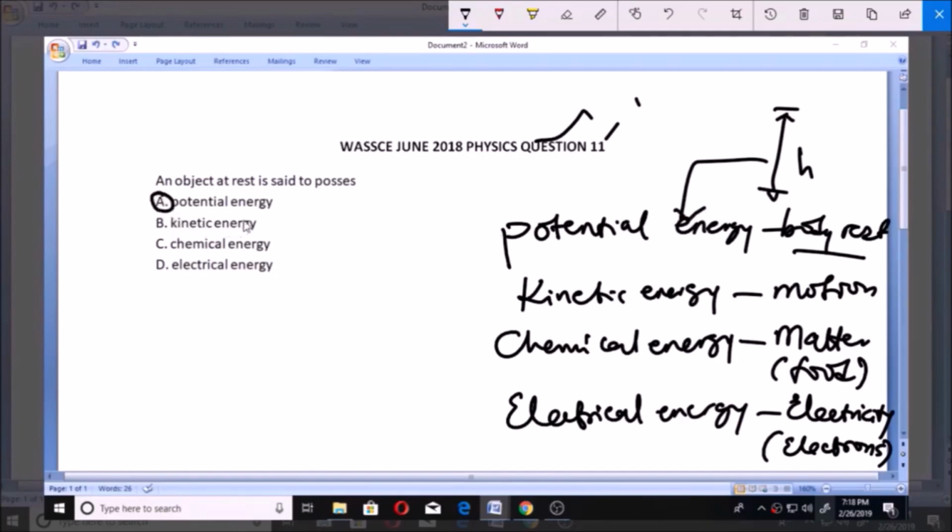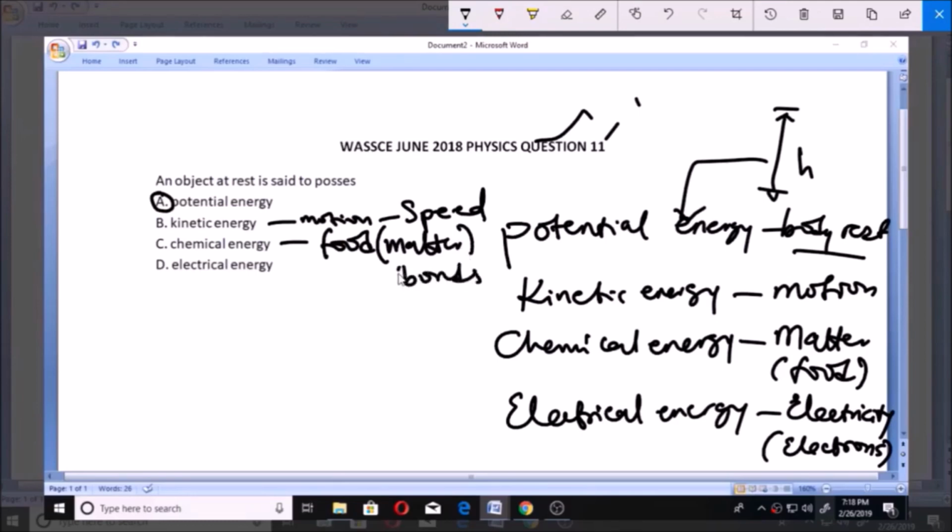An object at rest is said to possess potential energy. If they say object in motion or object with a moving part traveling from place to place with a speed, whenever you hear the word speed, moving with a speed, you know it's kinetic energy. Chemical energy you see in food, or the basic energy that is in matter due to the bonds in the matter. We call it chemical energy.